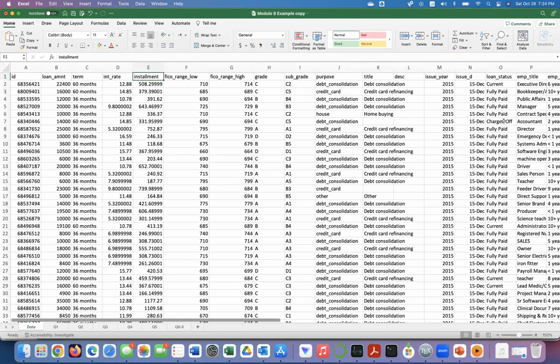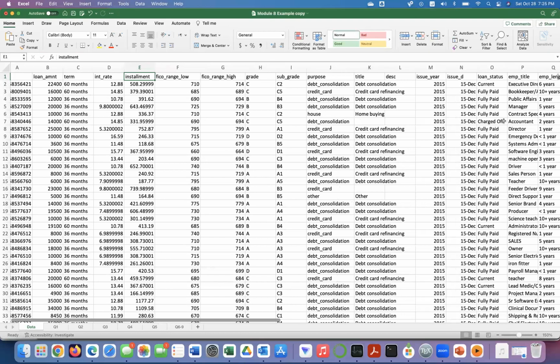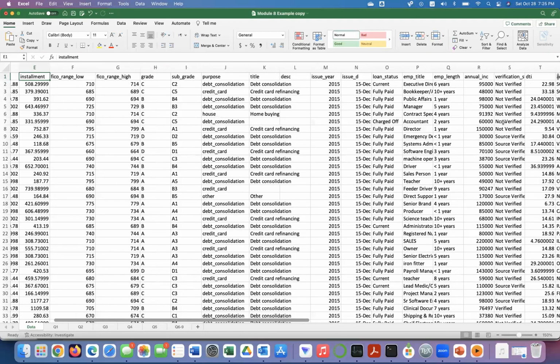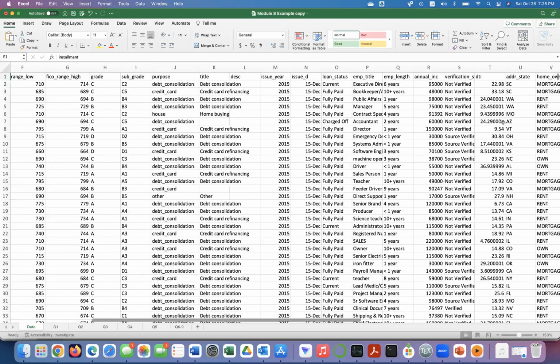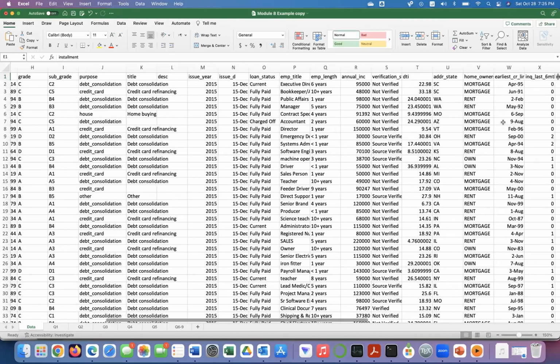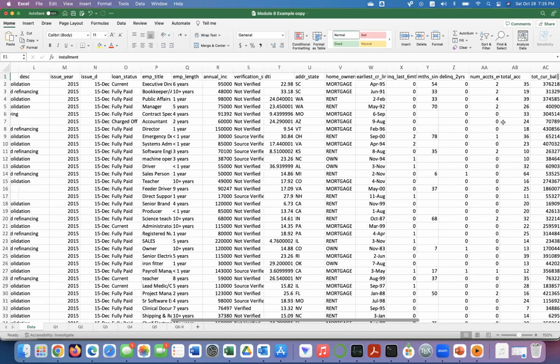Current means that the person is still paying the loan. Fully paid means that the loan has been paid. Charged off essentially means that the person didn't pay the loan and the bank tried, but the person didn't pay off the loan. So now the bank assumes that it's gone. It's a loss for the business. They don't have any hope that they can retrieve that money. And then some other variables that we have here.